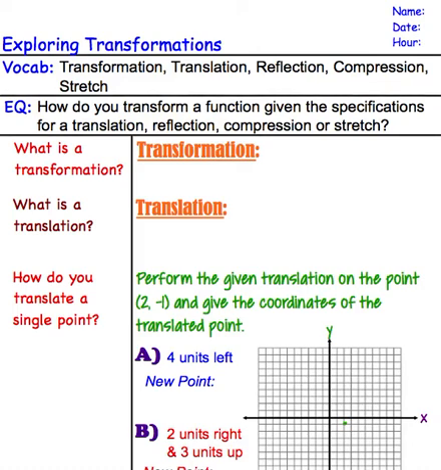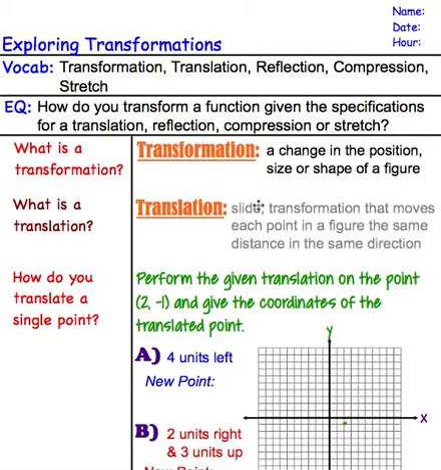So we're going to get an introduction today, and then we're going to deal with them when we start working with parent functions tomorrow. So first we want to look at a transformation. A transformation is that change in the position, size, or shape of a figure, or in our case, a function, which is a figure as well. Our first one we're going to look at is a translation. A translation, as you recall learning when you were back in middle school, is a slide. It's a transformation that moves each point the same distance in the same direction.